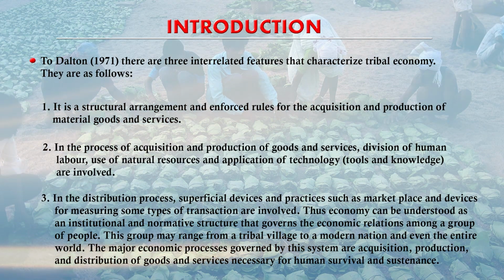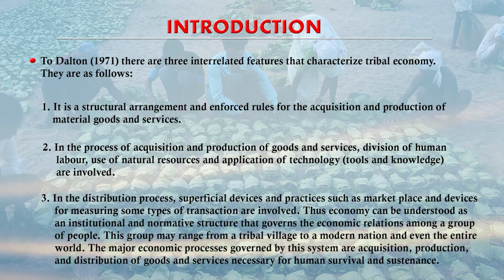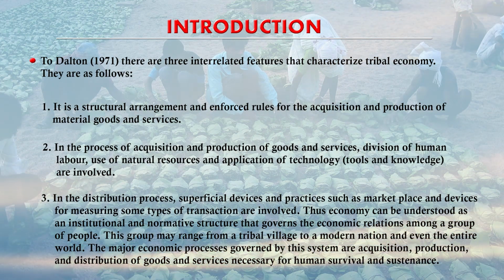Thus, economy can be understood as an institutional and normative structure that governs the economic relations among a group of people. This group may range from a tribal village to a modern nation and even the entire world. The major economic processes governed by this system are acquisition, production, and distribution of goods and services necessary for human survival and sustenance.